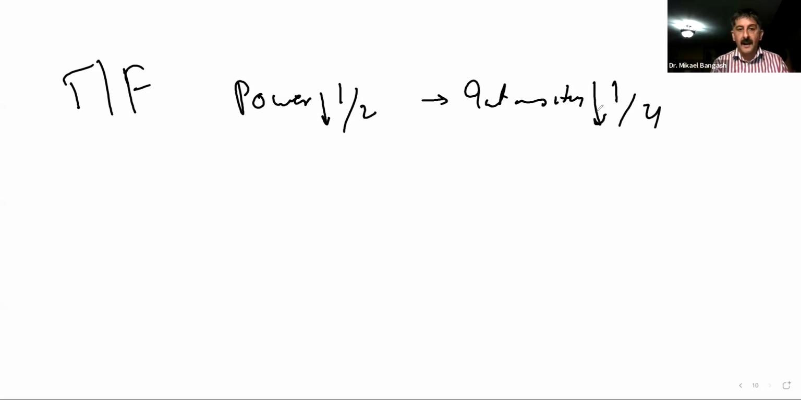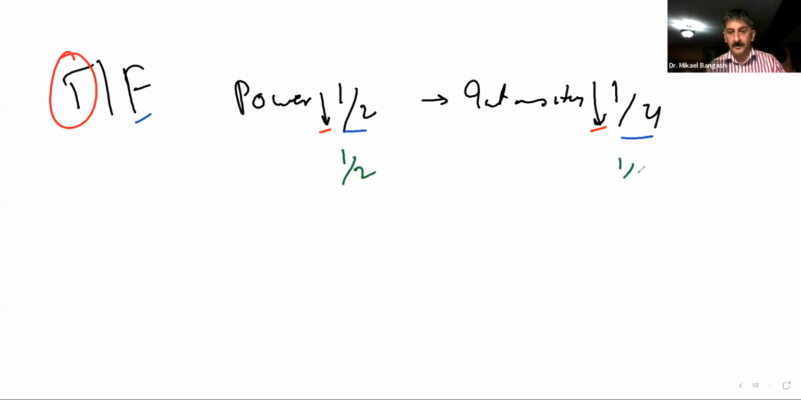Now, as far as this part here and this part here is concerned, that's true, right? Because it says when we reduce the power, the intensity will reduce. But then this relationship here is wrong. Because if the power is reduced to 1/2, then your intensity is also going to be reduced to 1/2.